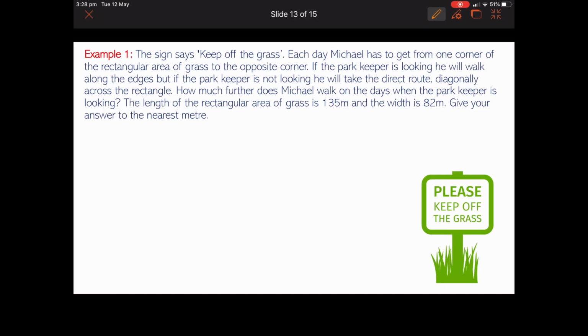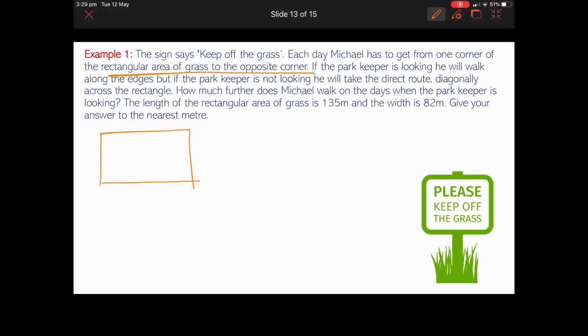So the sign says keep off the grass. Each day Michael has to get from one corner of the rectangular area of grass to the opposite corner. So I'm going to draw a rectangle. If the park keeper is looking, he will walk along the edges, but if the park keeper is not looking, he will take the direct route diagonally across the rectangle. How much further does Michael walk on the days when the park keeper is looking?